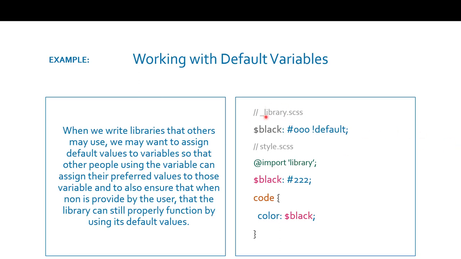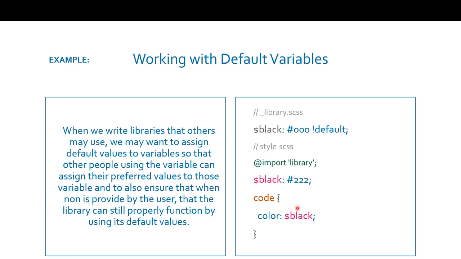So that's what default variables are. Like in this case, I have a file called underscore library CSS. And in that library, I've declared this default value. To make a variable default, you have to put this keyword, exclamation mark and then default. This indicates that this particular variable is default. Because it is default, if I import this variable in another file, I can now change the value of this variable and then use the value here.